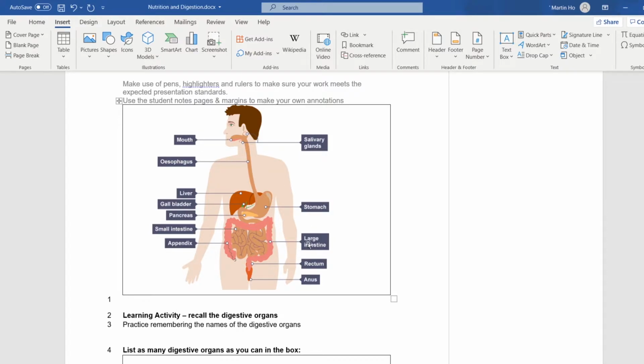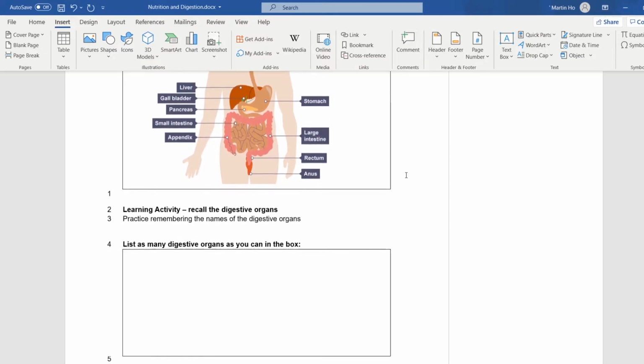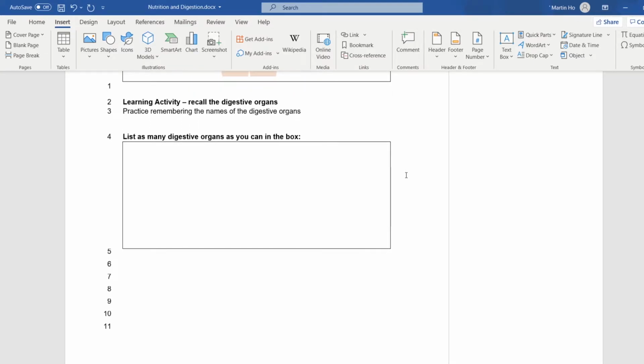Each organ has a very specific job in what it must do to help us digest food and absorb the nutrients that we intake. Take a moment to read over this diagram again and try to remember as many of the digestive organs as possible in the correct order. After you're finished, list as many digestive organs as you can without looking, very similar to when you are doing your prep work. Pause the video here.